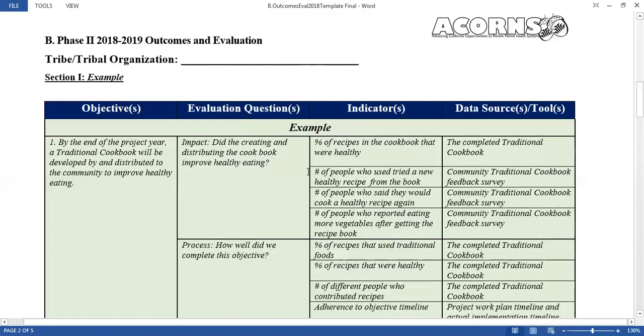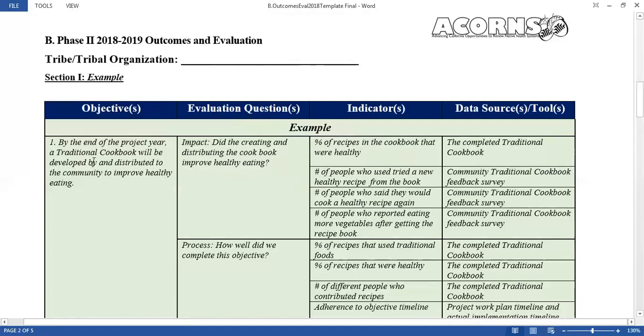The next indicator, but that's not the only thing that we need to answer that question. So you'll probably need a couple of different indicators in order to get a complete answer for your question. So the next indicator could be the number of people who used or tried a new healthy recipe from the book. So maybe you distributed the cookbook, but nobody used it.